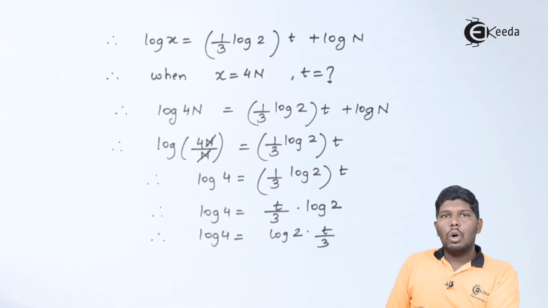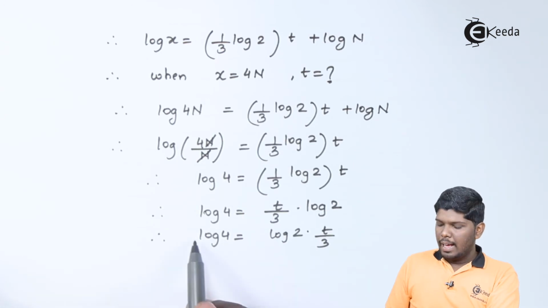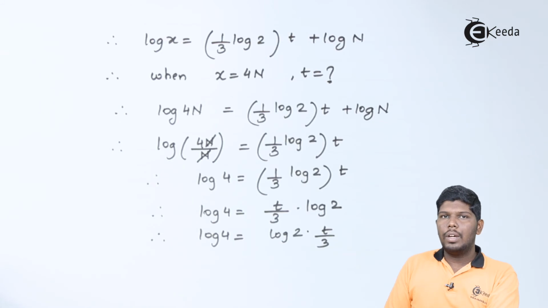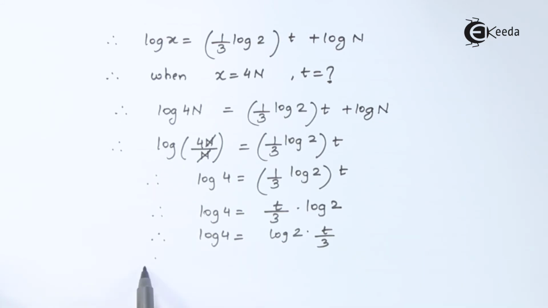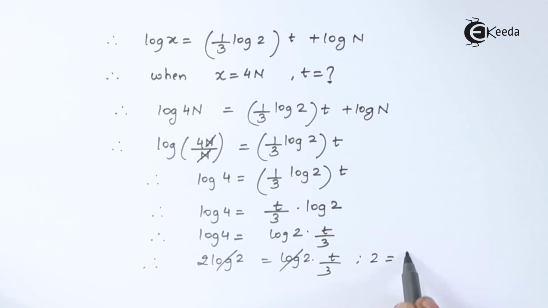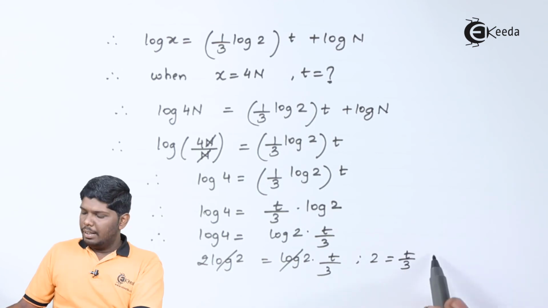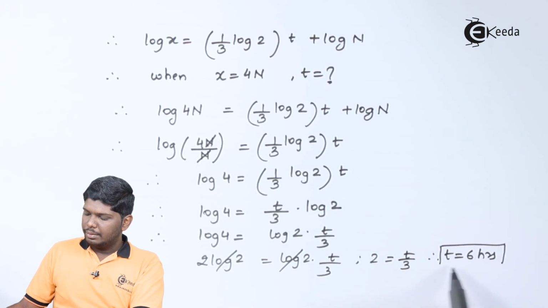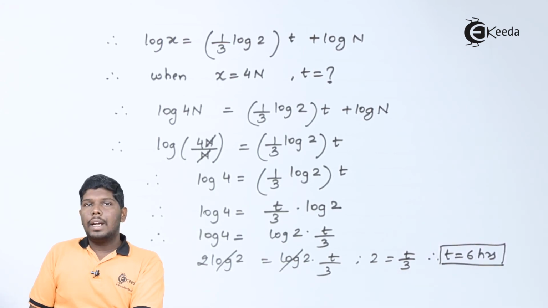Now, we can convert log 4 in terms of log 2. As log 4 can be written as log 2 square, and using the property log a raised to m, we can write it as 2 log 2. Here log 2 will be cancelled. We have 2 is equal to t by 3. 3 will be multiplied. Therefore, t will be equal to 6 hours. So the number of bacteria will be 4n only when the time is 6 hours. This is our final answer.